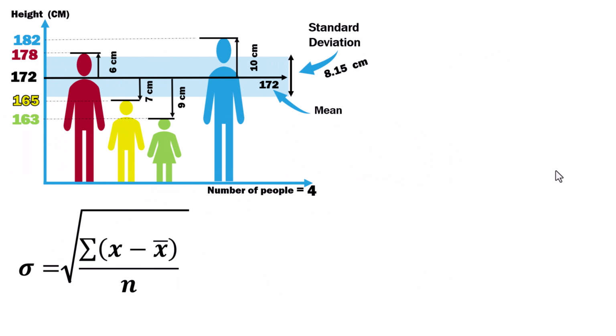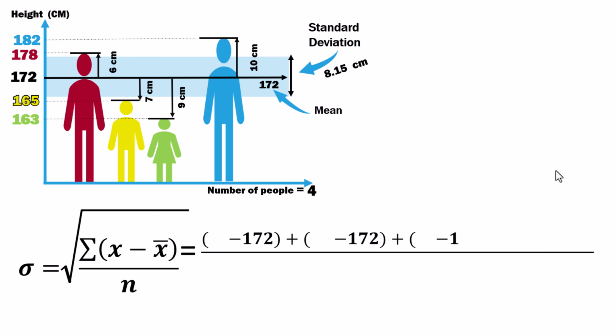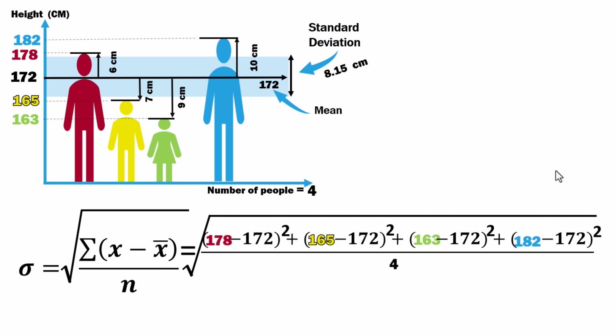In our example, the x bar or mean height of these 4 players is 172 centimeters. We sum all deviations from the mean and divide them by the total number of people, which is 4. To prevent the cancellation problem, we square them. And to bring the formula back to the original unit, we take the square root. So the result is a standard deviation of 8.15 centimeters.